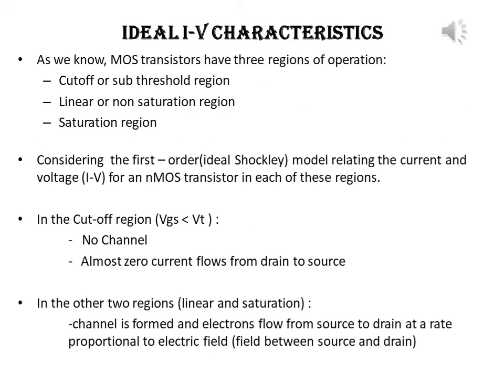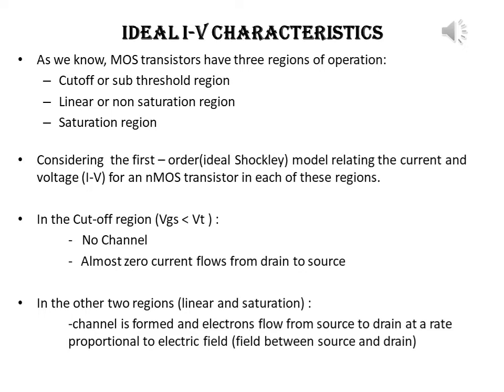Now we'll discuss the ideal IV characteristics of MOS transistors. In the last class itself, we have seen three regions of operation of a MOS transistor, which include the cutoff or subthreshold region, the linear or non-saturation region, and the saturation region. Let us derive a first order model, which is ideally the Shockley model, relating the current and voltage for an NMOS transistor in each of these three regions.